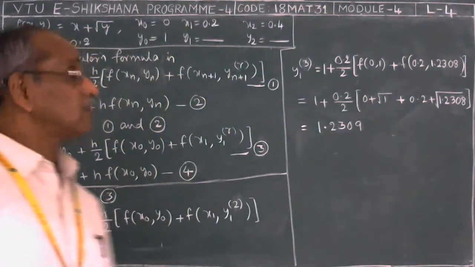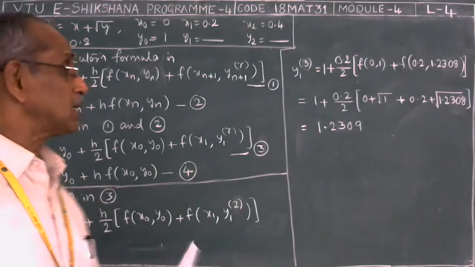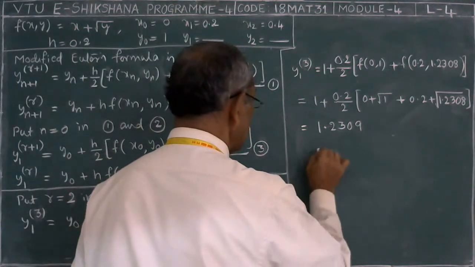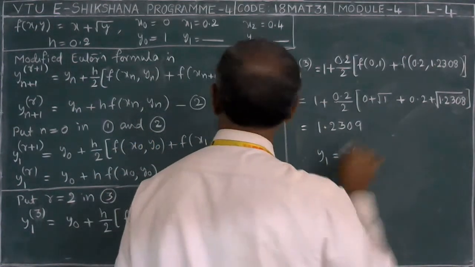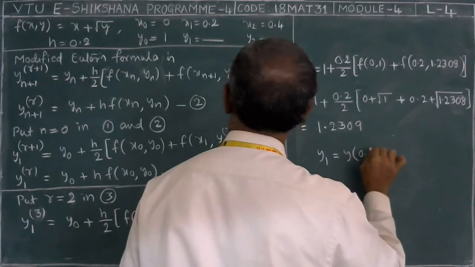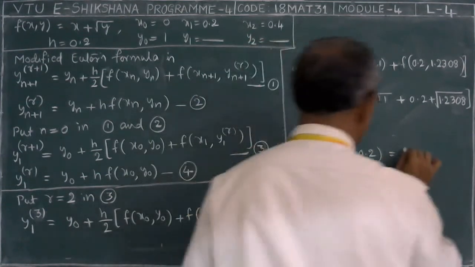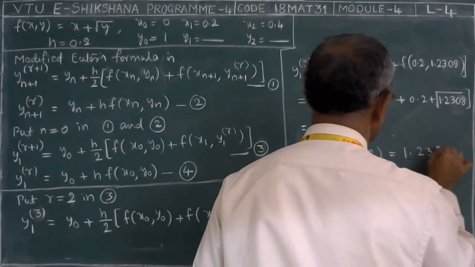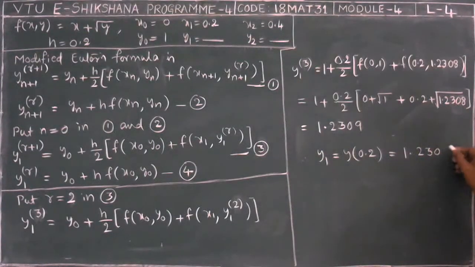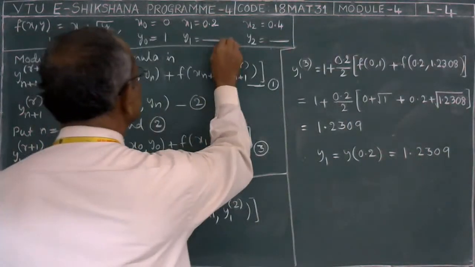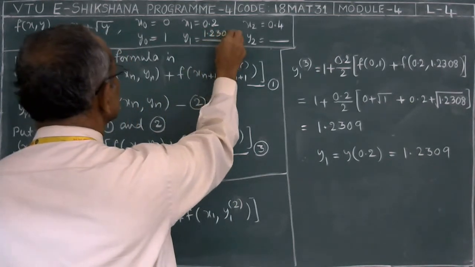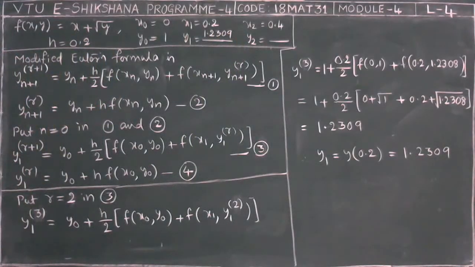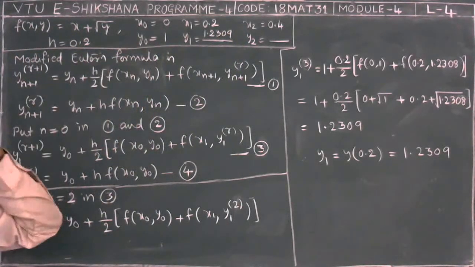So after three iterations are over, the value of y1, that is y at x is equal to x1, 0.2, is 1.2309. So I got the value y1 as 1.2309. Next I have to compute the value of y at x is equal to 0.4.